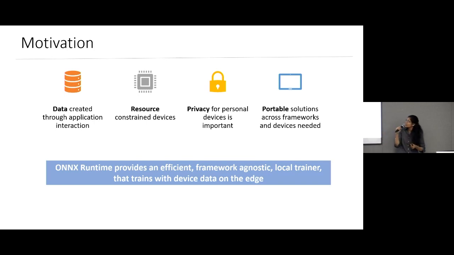So let's break this down a little bit. It's efficient because we've strived to make it both performance and memory efficient, including to save battery life. We've also made it framework agnostic, so it starts with an ONNX model. As long as we have an ONNX model, maybe from ORT inference, you already have an ONNX model, or even if you're using other frameworks, you can convert it to ONNX and it's ready for use.